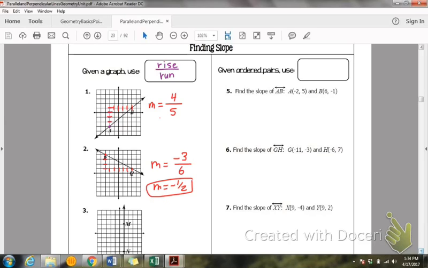What about the slope of number 3? You guys see your line right there? Your vertical line? So the slope, we don't even have to count anything. We just know that the slope is undefined, and you're going to write undefined. And what about number 4? What is the slope there? It's a straight horizontal line, so M is equal to 0. Good.